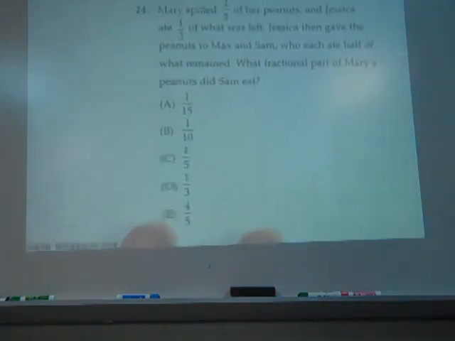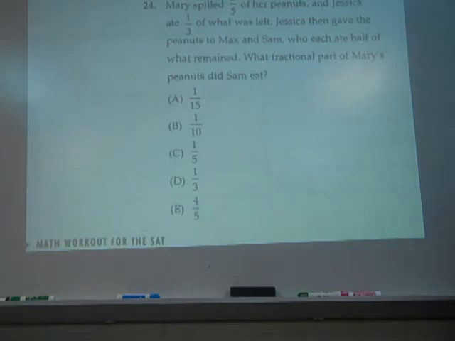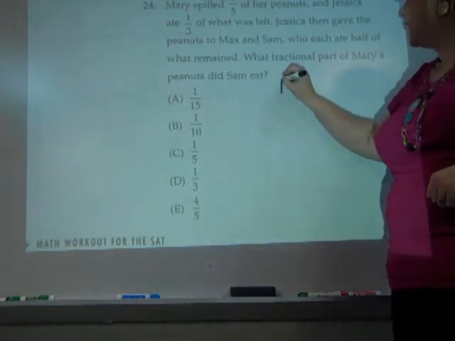Okay, the last one, the hard one. Mary spilled 2/5 of her peanuts and Jessica ate 1/3 of what was left. Jessica then gave the peanuts to Max and Sam, who each ate half of what remained. What fractional part of Mary's peanuts did Sam eat? Okay, so this is kind of like that pie problem, where you don't know how many he starts with, but you know how many are going away. This is the same idea. Instead of percents, it's fractions, but you want to pick what she starts with.